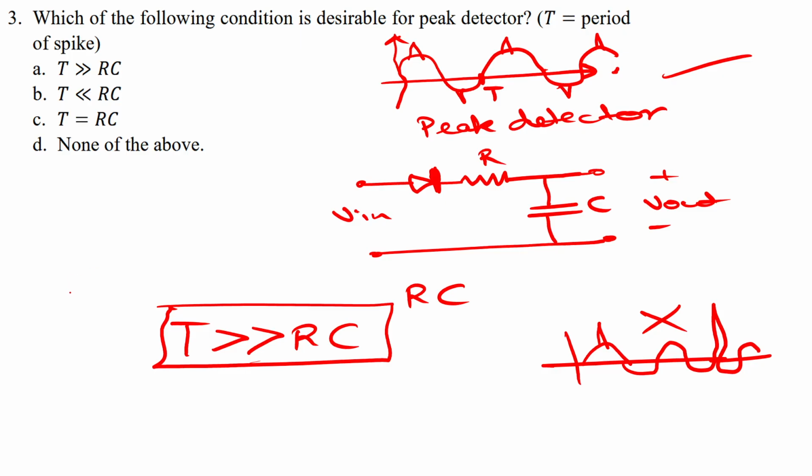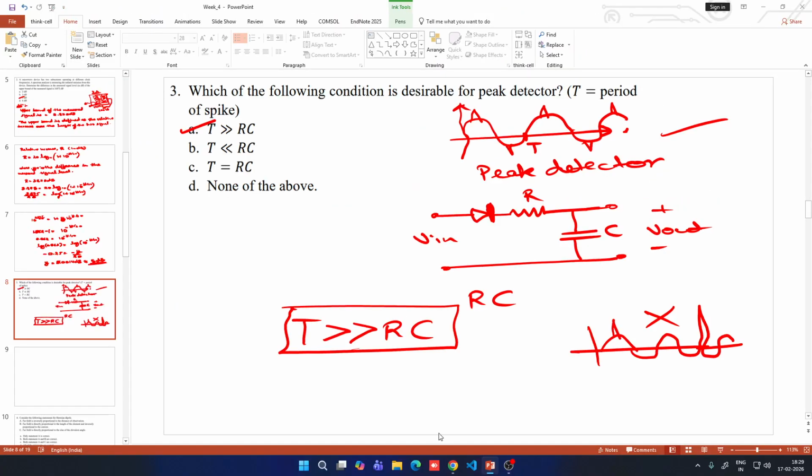So a quasi peak detector or an average detector is preferable. So this T should be greater than RC, and if we check the options, the correct option is A. If you have any doubt in this, please let me know.